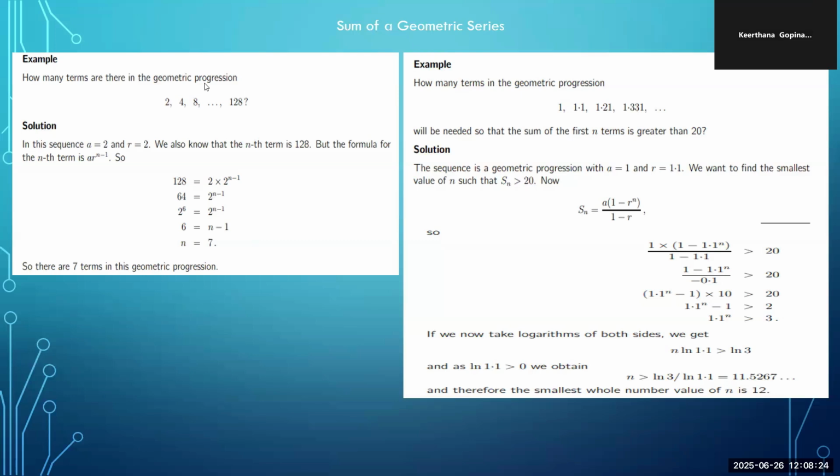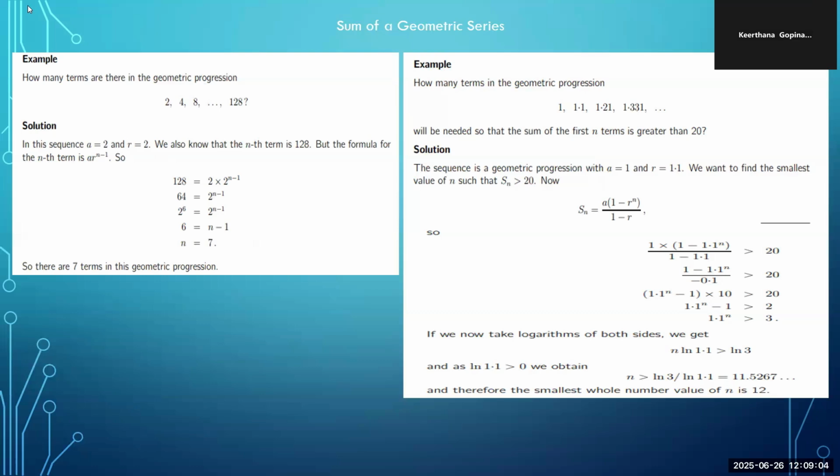So 128 equal to 2 into 2 power n minus 1. Is there another formula? No, there is only one formula for GP: AR power n minus 1. Here they have given the term, and they want you to find which term it is, that is, what n is. You need to use the same formula to find it. They have given the term as 128.